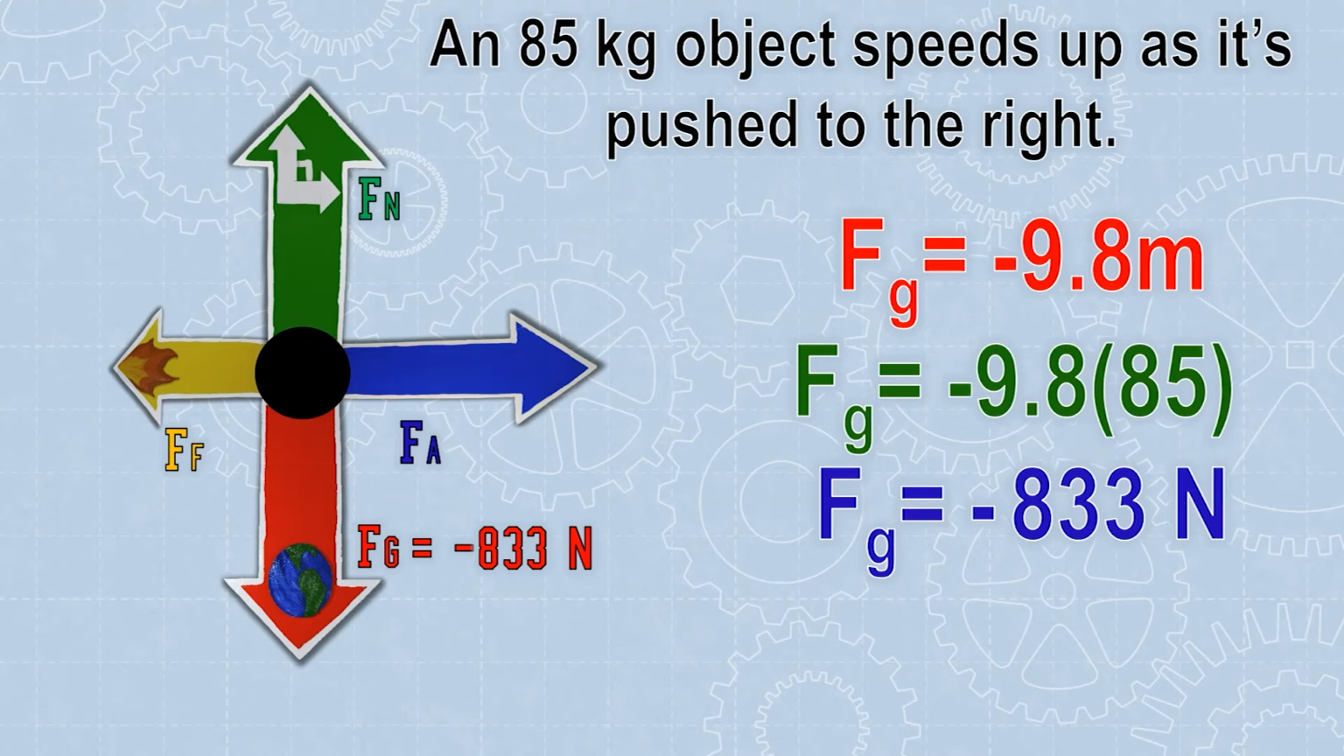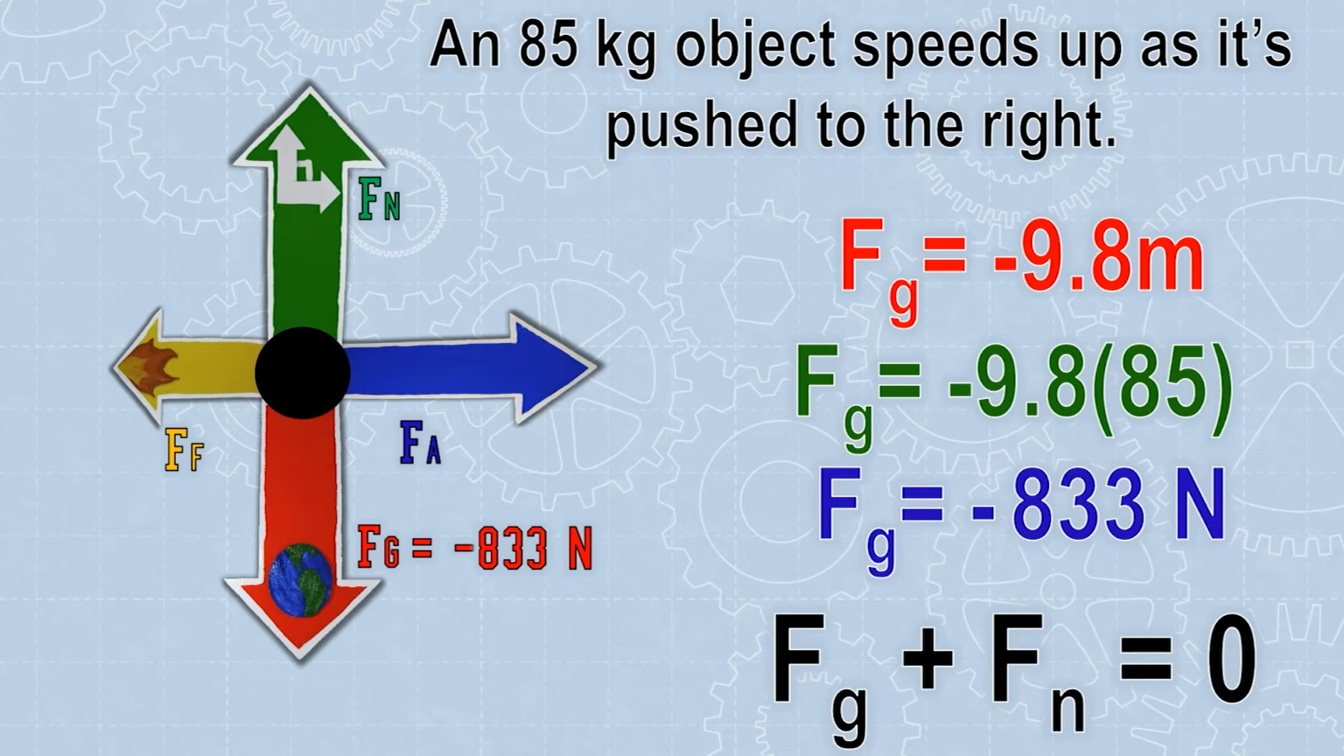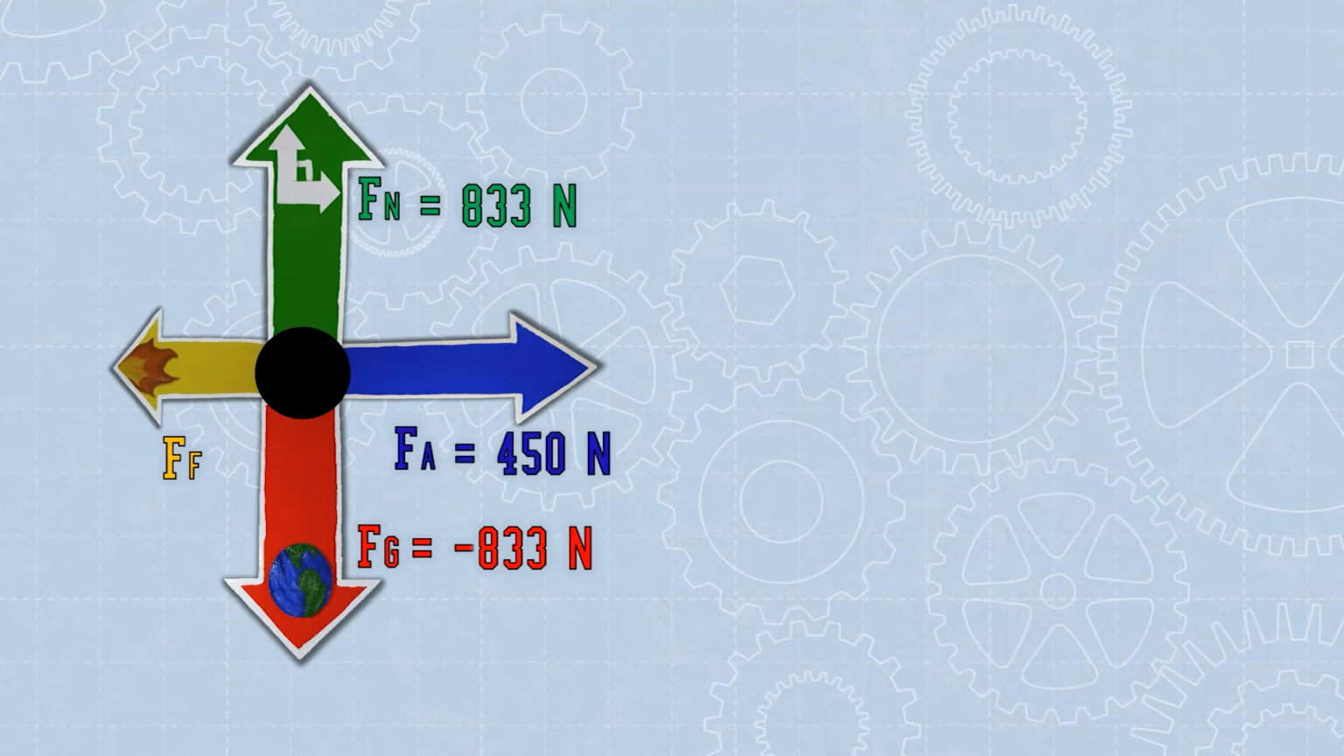Vertically, I'm not speeding up, I'm not slowing down. In that dimension, I am stopped. So my forces are balanced. Fg plus Fn has to equal 0. In this case, 833 plus negative 833 gives me a net force of 0. So vertically, I'm balanced. Let's say that we applied 450 newtons forward.